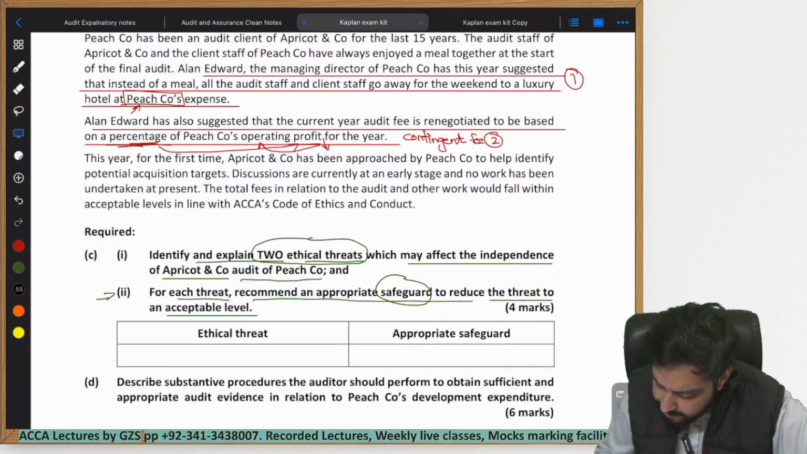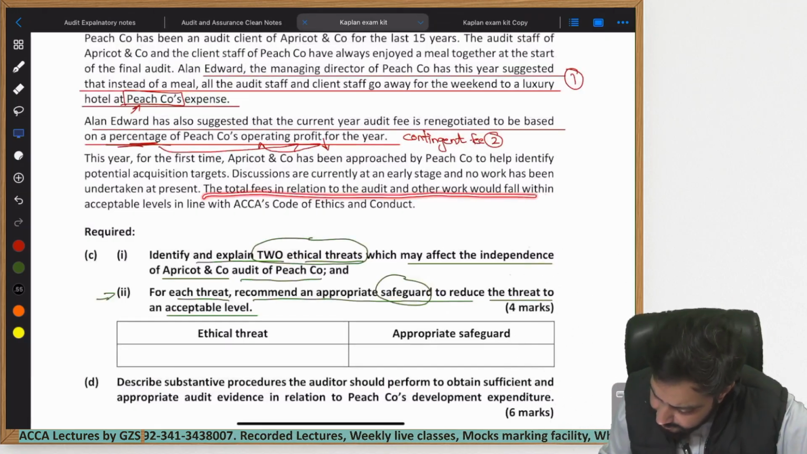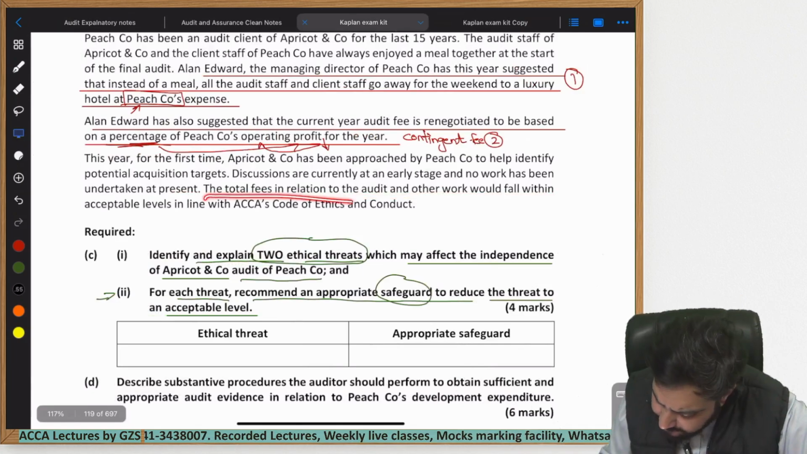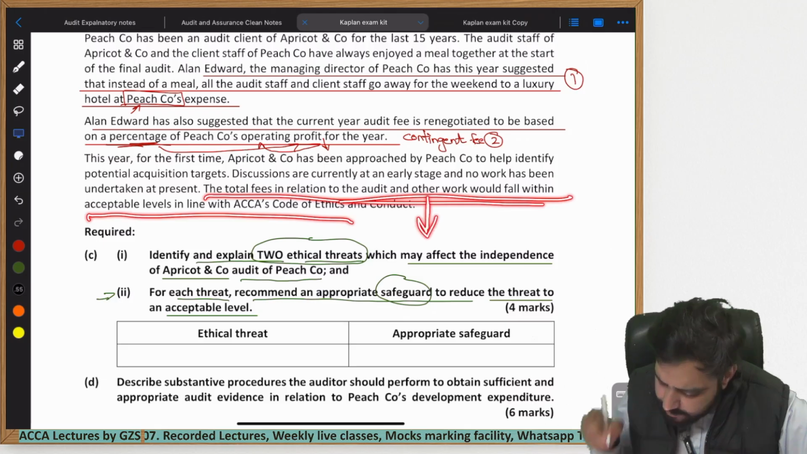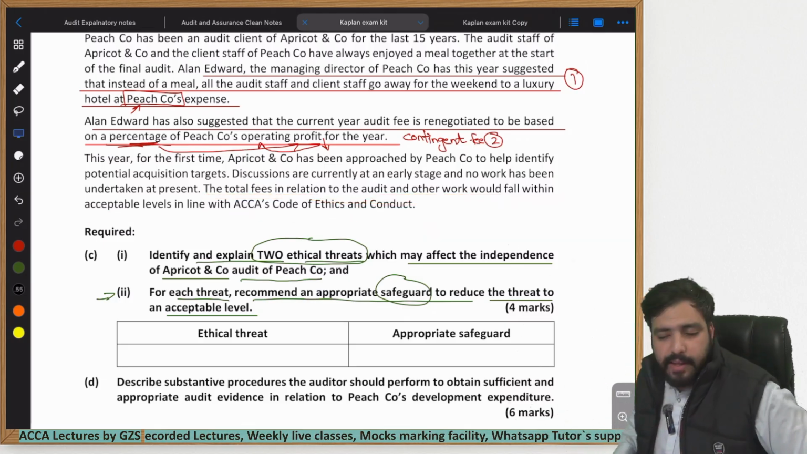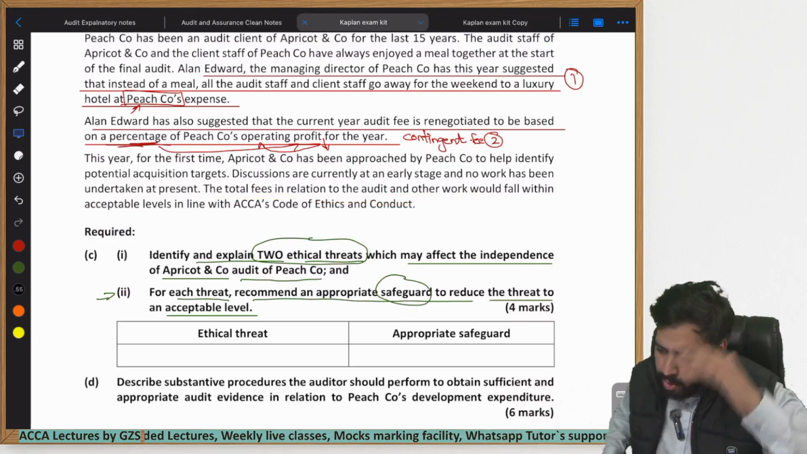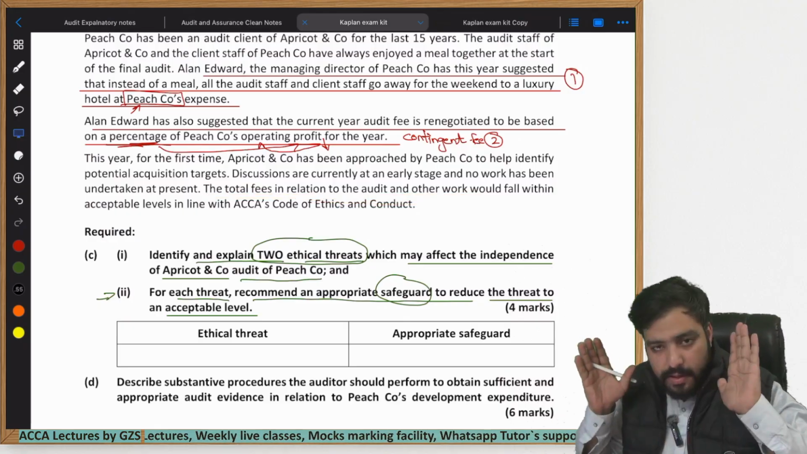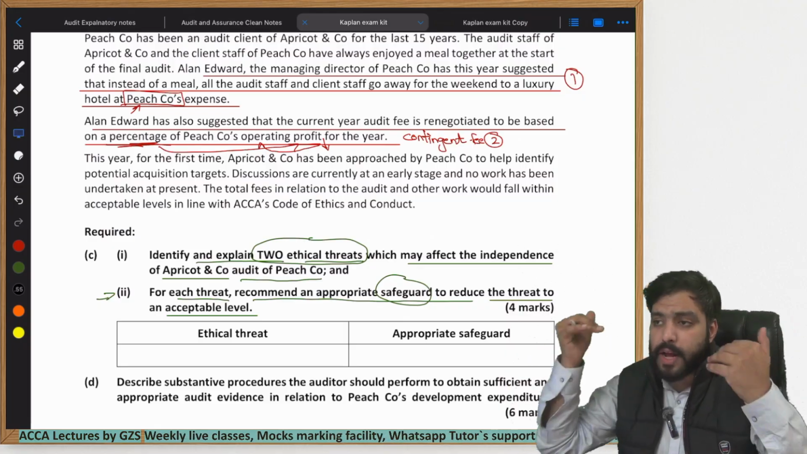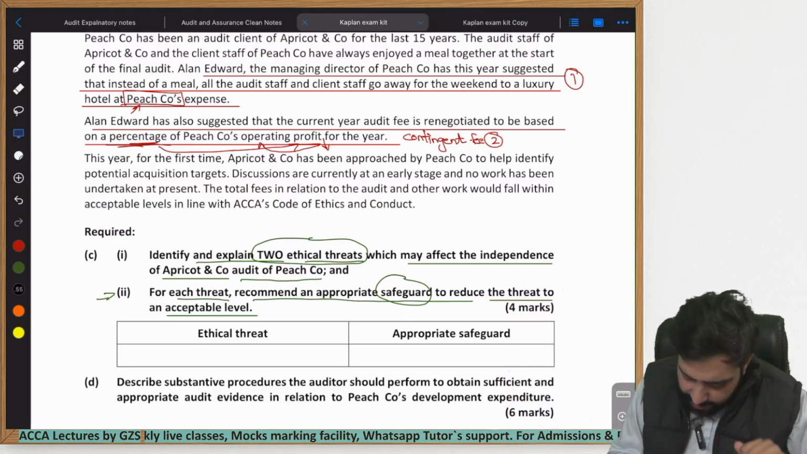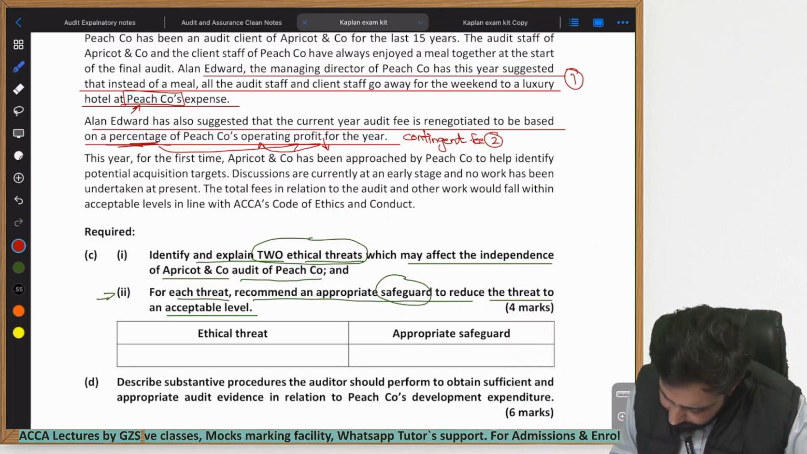But in this question, the examiner has specifically stated that the total fee of this service and the audit would be below the required levels of the code of ethics within ACCA. So it would be below 30% because this is a listed company. So we don't need to create a threat for that now. If we do, we would get no marks for it. But there is a threat here, and the threat is this specific line.